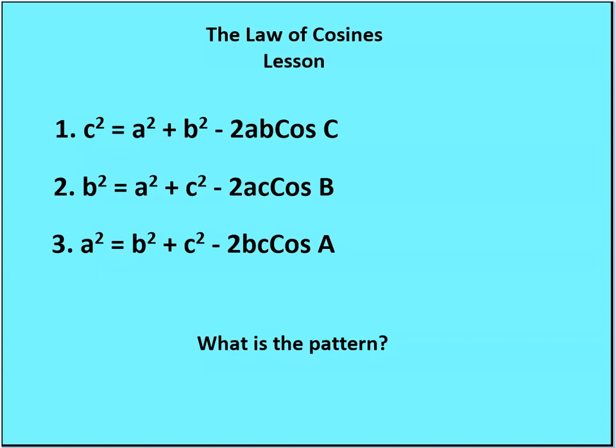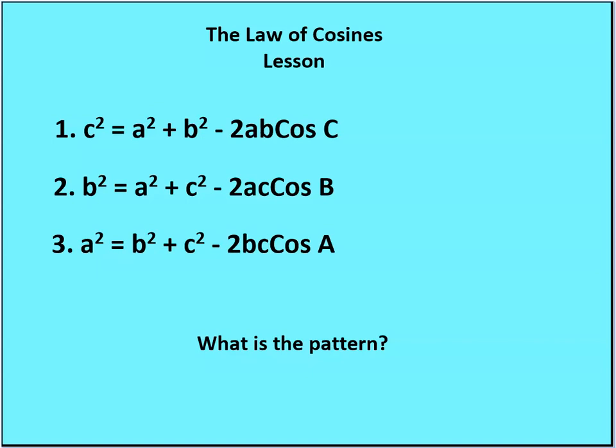c squared, so these are lengths. c squared is equal to a squared plus b squared. So remember, lowercase values of the side lengths. Minus 2 times a times b times cosine of C. So then b squared is equal to a squared plus c squared minus 2ac cosine B. And then finally, a squared is equal to b squared plus c squared minus 2bc cosine A.